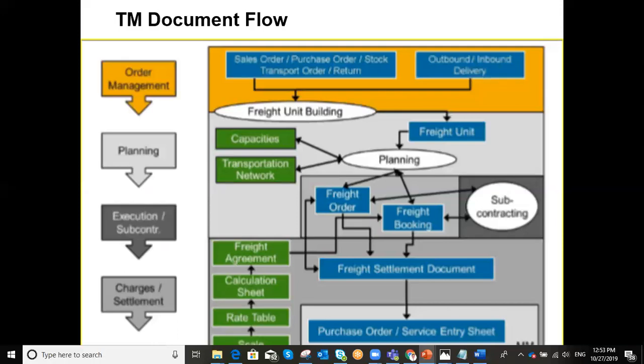And the right side is the outbound delivery or inbound delivery. Most of the time, outbound delivery has the reference of a sales order, or a number of sales orders. But sometimes we have outbound delivery without a sales order, for example for returns. Inbound delivery has the reference of a purchase order. In general, we do not create inbound delivery without a purchase order, but we create outbound delivery without a sales order in case of returns. Right?